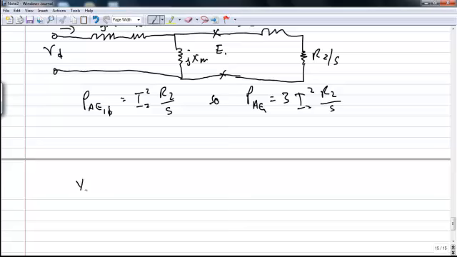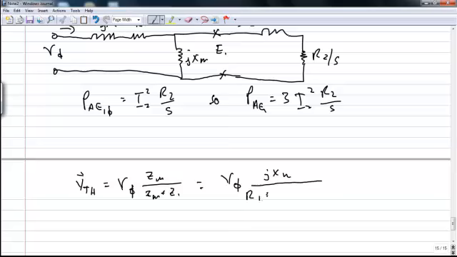Once we do that, we find the Thevenin voltage. Keep in mind the Thevenin voltage is equal to V phi times Zm over Zm plus Z1, and this is equal to V phi times jXM over R1 plus jX1 plus jXM.